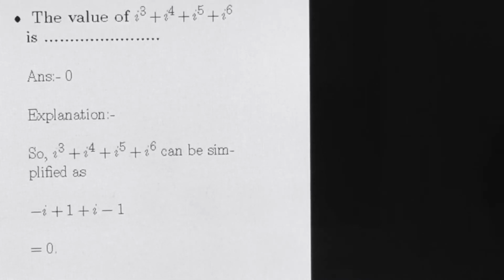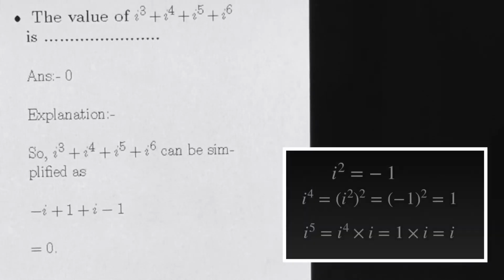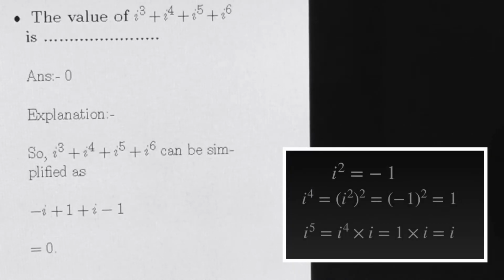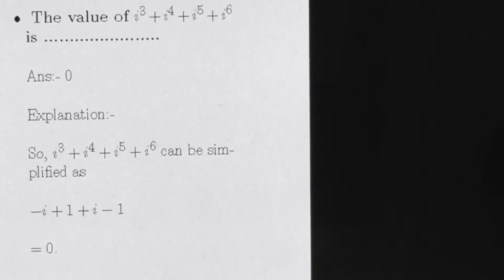Next question, the value of i cube plus i raised to 4 plus i raised to 5 plus i raised to 6 is dash. Answer is 0. Explanation. i cube plus i raised to 4 plus i raised to 5 plus i raised to 6 can be simplified as minus i plus 1 plus i minus 1. You will get value 0.